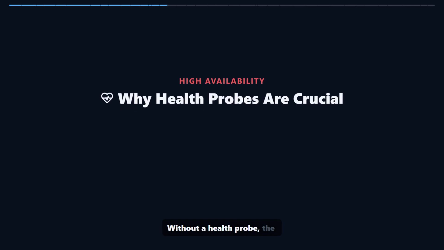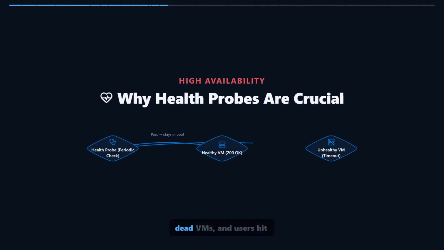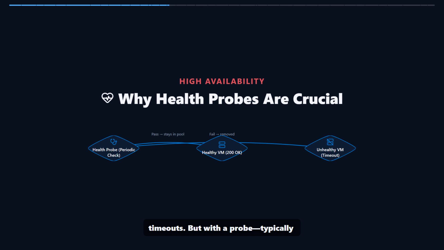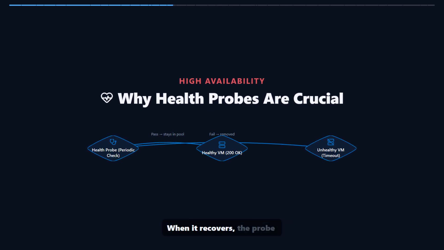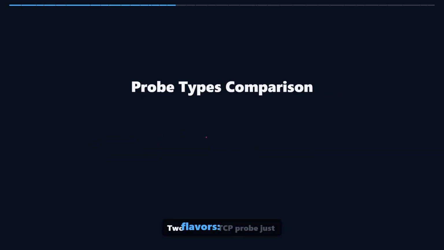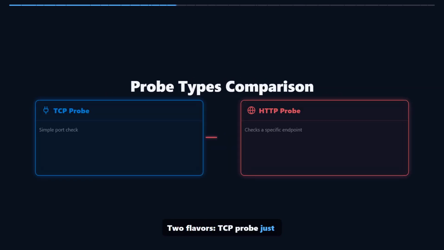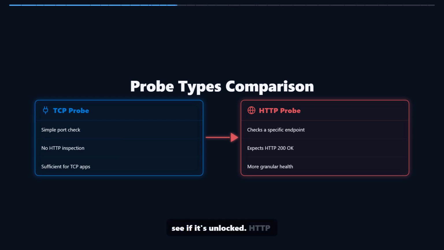Without a health probe, the load balancer sends traffic to dead VMs and users hit timeouts. But with a probe, typically every few seconds, it taps your app's port. After a couple of consecutive failures, that VM is pulled out of rotation. When it recovers, the probe passes again and traffic comes back automatically. This is what stands between you and a 3 a.m. outage call.